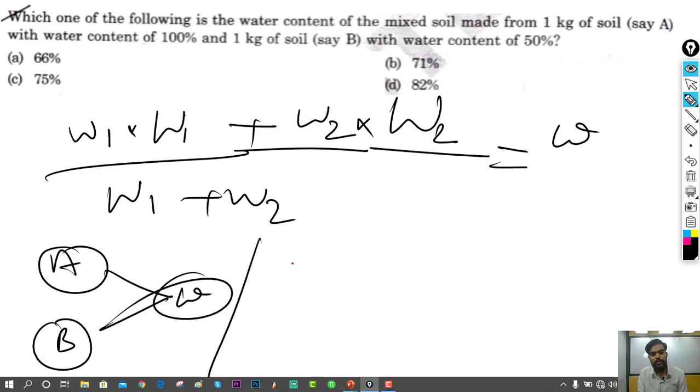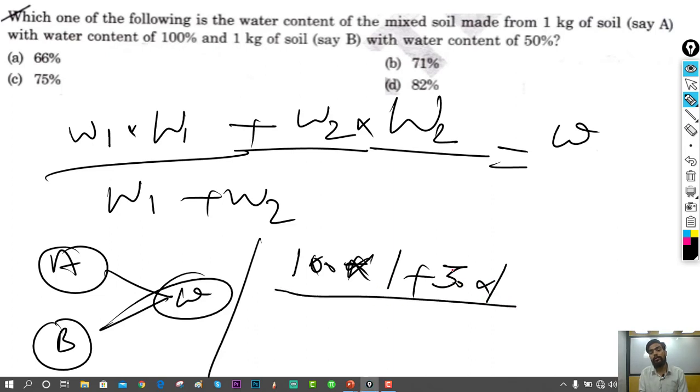What is W1? W1 is 1 kg, and its water content is 100%. What is W2? Soil B with water content 50%, multiplied by 1, because weight of soil B is also 1. The denominator is 1 plus 1, which equals 2. So 100 plus 50, 150, divided by 2 equals 75. So our correct option is option C.